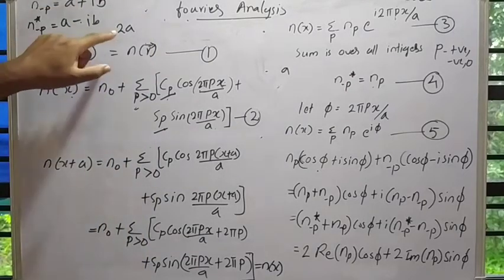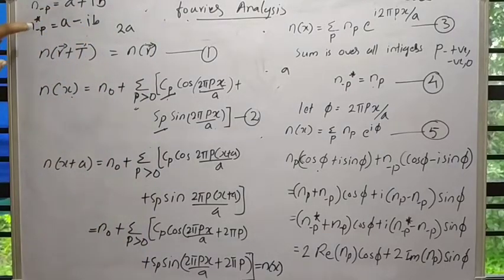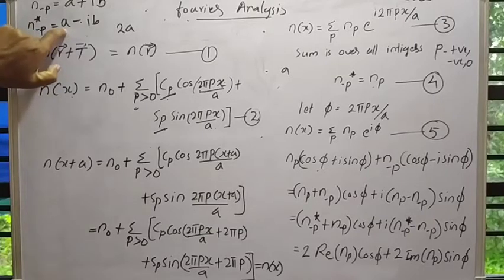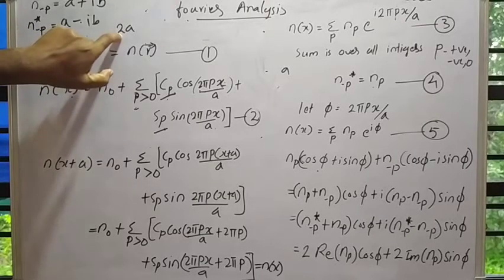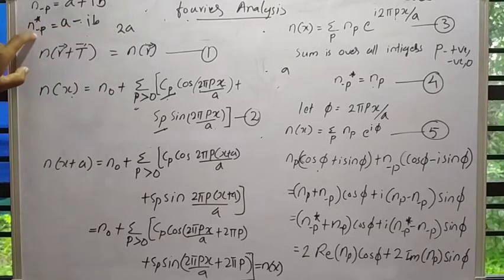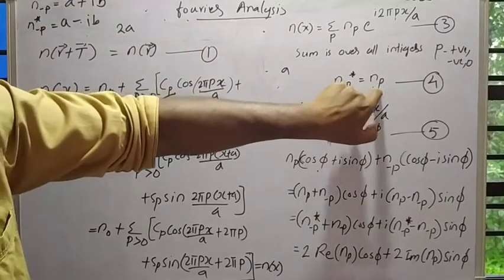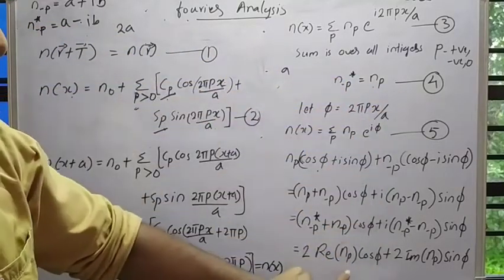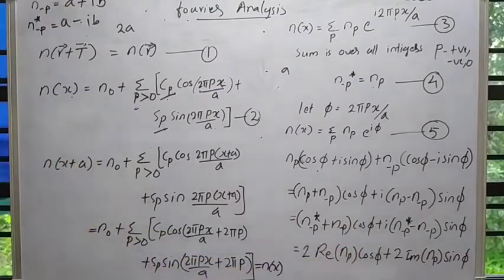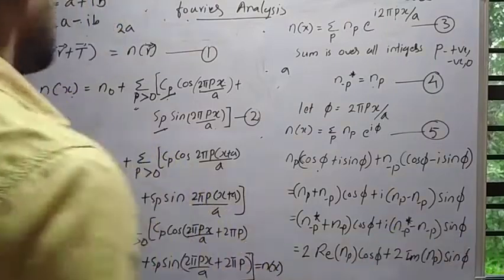That means 2 into the real part of n minus p star. Okay, this is the real part of n minus p star. N minus p star is equal to np. So 2 into real part of np cos phi plus 2 into imaginary part of np sin phi.